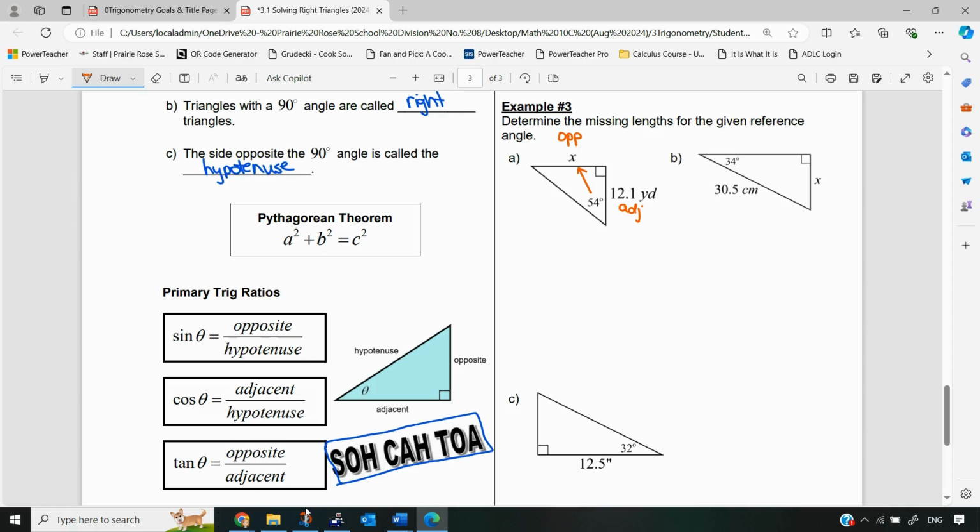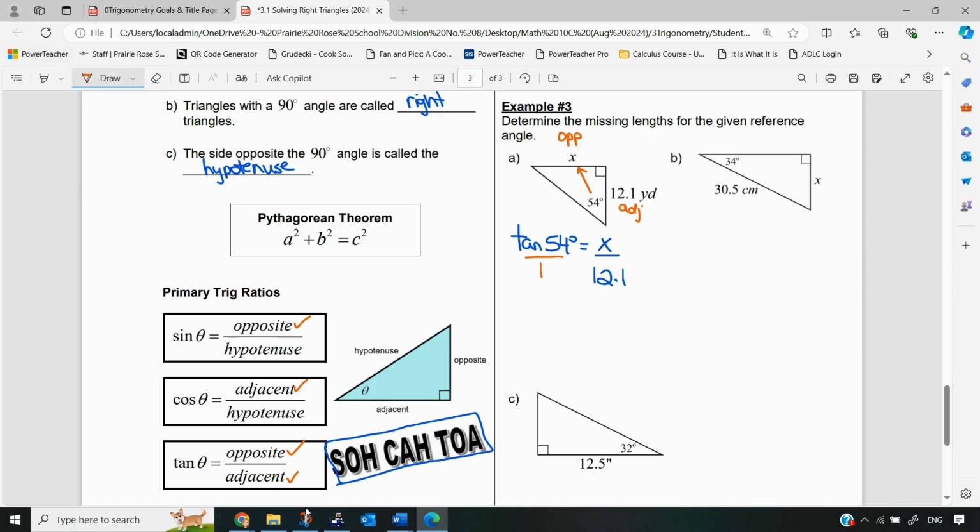Now the next thing I need to do is figure out which ratio to use. I'm looking for opposite. Sine has an opposite and so does tan. And I know my adjacent. Cosine has an adjacent and so does tan. Notice the only trig ratio that uses both opposite and adjacent is tan. So I'm going to set up my ratio. I have tan of the angle, so tan of 54 degrees is equal to opposite, which is x, over adjacent, which is 12.1. Now, in order to solve this question, I'm going to have to cross multiply.